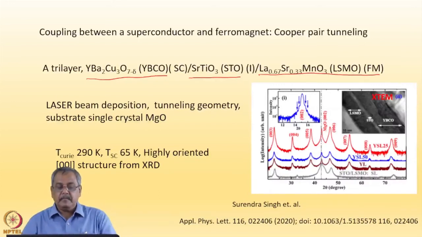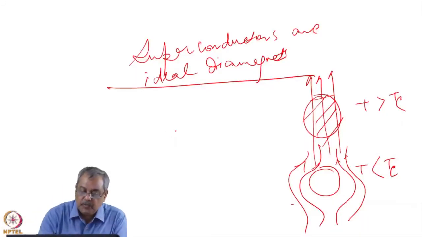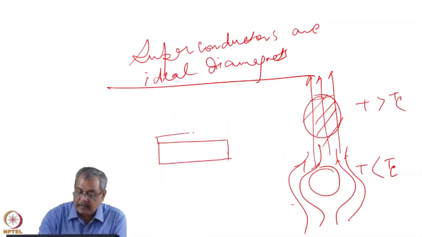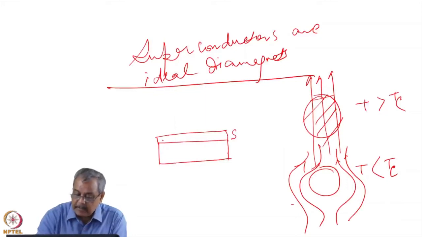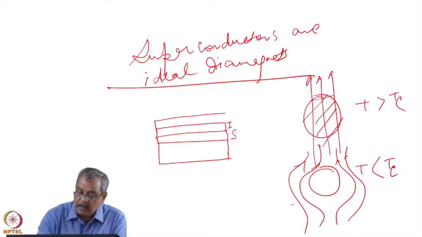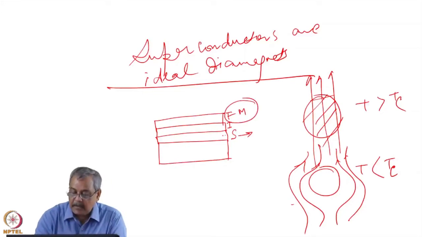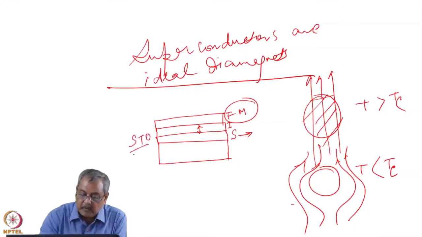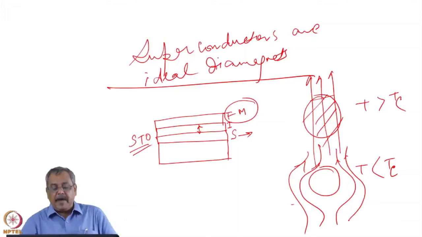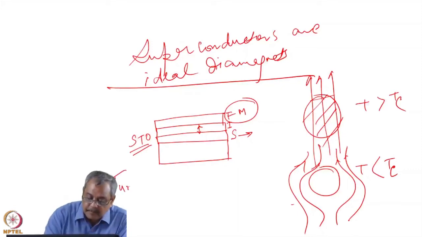I hope you are familiar with tunneling. So I have got a superconductor, an insulator, and then a ferromagnet. So we have a superconductor and a ferromagnet separated by a layer of insulating STO. That's a tunneling geometry. Now we are familiar with the fact that in superconductors, we have tunneling of Cooper pairs.